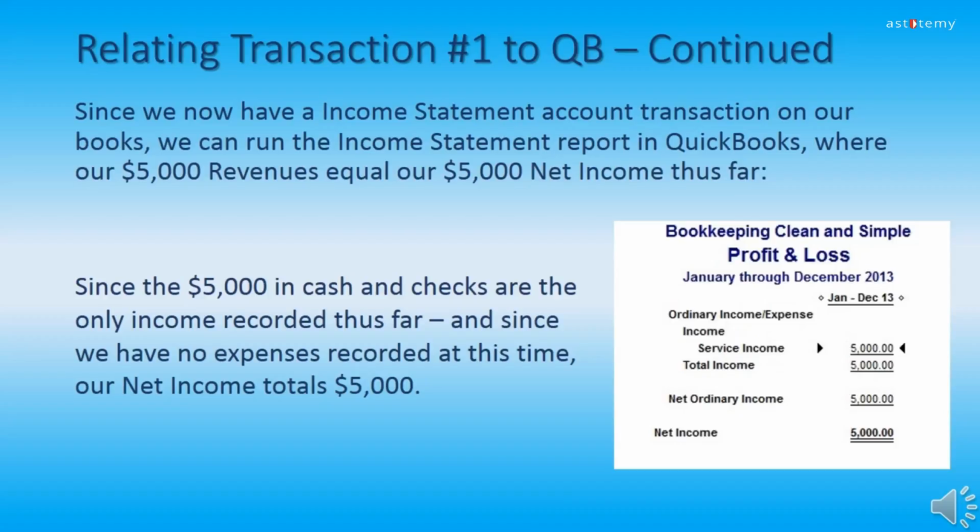You can see where the $5,000 in revenues equal our $5,000 in net income thus far. Since the $5,000 in cash and checks are the only income recorded thus far, and since we have no other expenses recorded at this time, our net income totals $5,000. Hopefully this makes sense to you. Now let's move on to transaction 2.